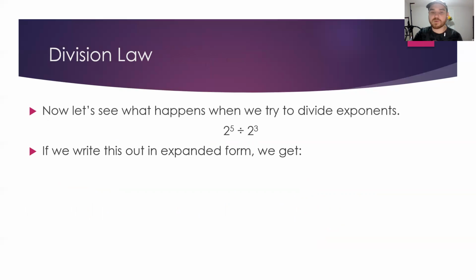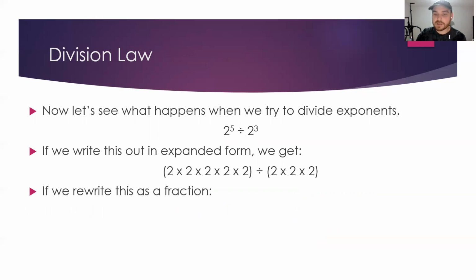If we write this out in expanded form, we get 2 times 2 times 2 times 2 times 2, divided by the other set of 2's. So we have 5 2's on the left, divided by 3 2's on the right. Now, we can rewrite this as a fraction, and that's going to help us cancel out some 2's. We have 5 2's on the top and 3 2's on the bottom. Hopefully you learned, when reducing fractions or working with division in your previous math classes, that if you have numbers being multiplied on the top and bottom of a fraction, you can cancel anything you see on both sides.